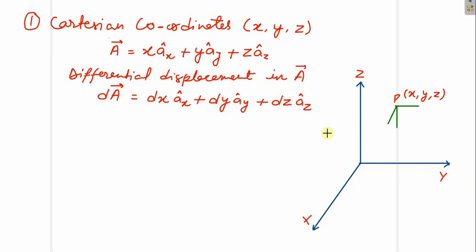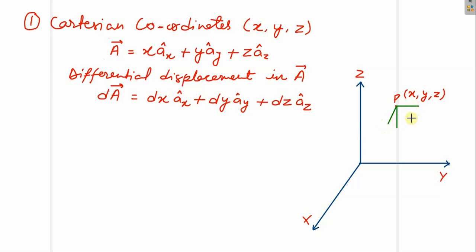These are the differential elements. Suppose the increment in x, that is dx, can be represented by some element parallel to the x-axis. For representing the displacement along y, we can have this parallel to the y-axis, and for the displacement in z, dz, we can have this parallel to z. In this way we can represent dx, dy and dz.